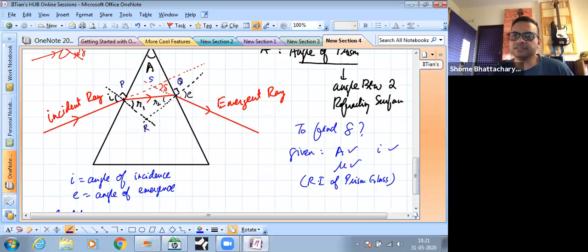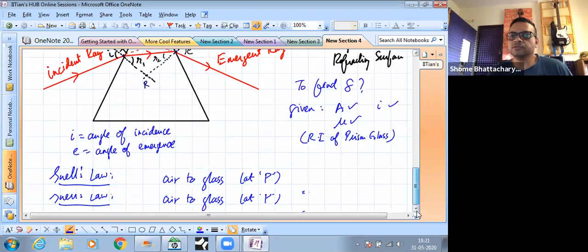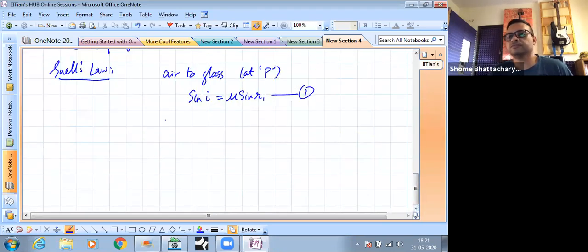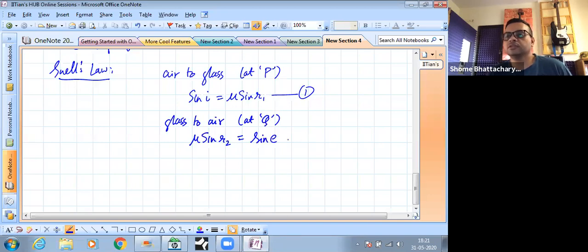Now the next refraction is happening at this point here, which is Q. So what is happening there? Glass to air. Okay, so second refraction, glass to air, that is happening at the point of incidence which is Q. So there, the angle of incidence is actually R2. So mu sine R2 is this, and that is going into air with an angle of emergence, which will actually be the angle of refraction for that, and that will become this. So this becomes my second equation.